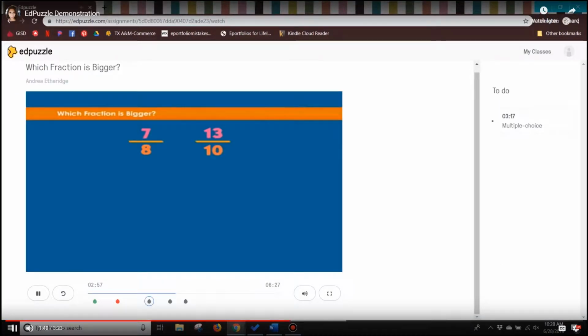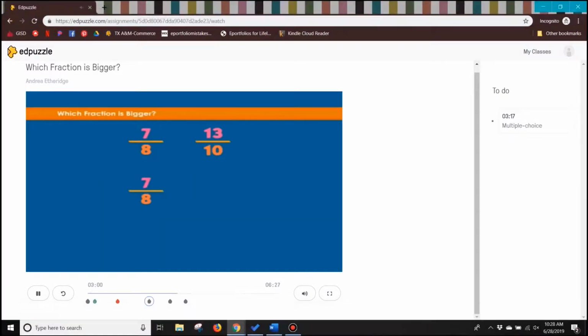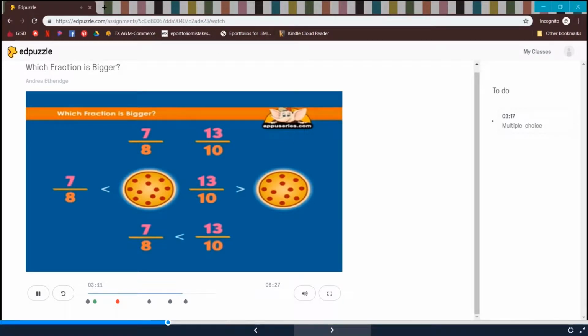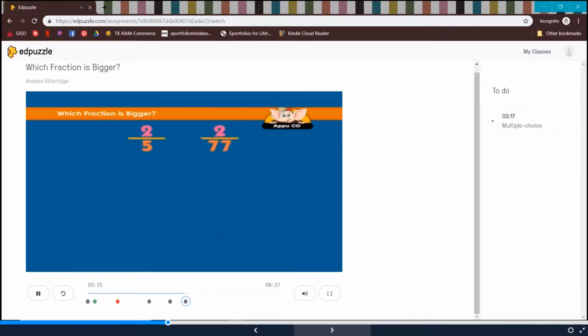So this is the view that the student would see. They can see their tabs at the bottom and notice that they're in gray, which means that they have not been graded yet. The green means that it was a correct response, and the red means that it was an incorrect response. The student would watch through the video, and then it would come to one of the gray dots. It stops the video, and it makes the student answer the question related to the video.